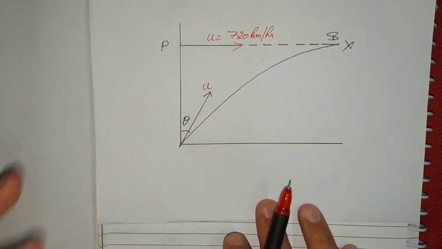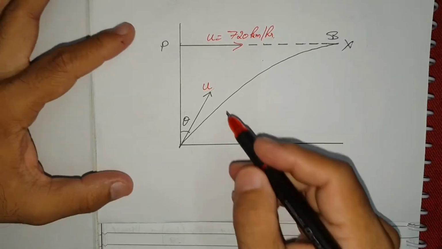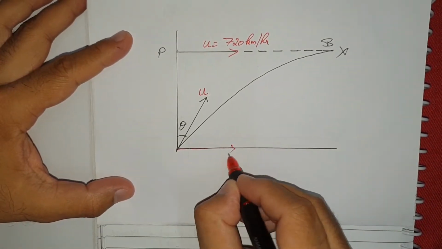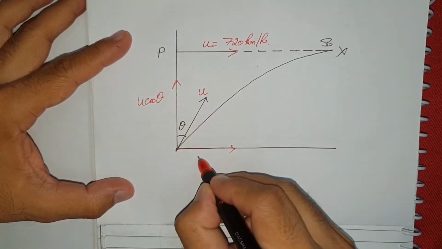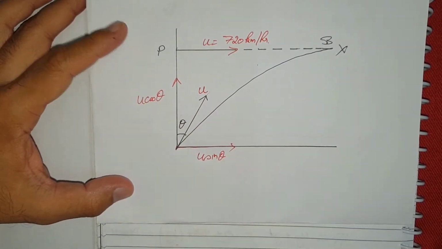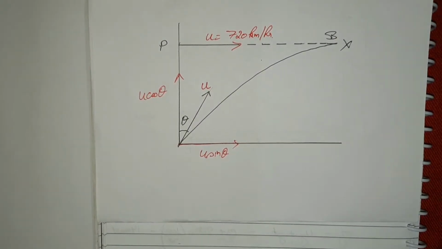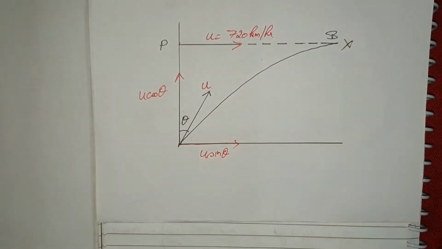So, to find the vertical, first of all we have to resolve the velocity u. Since this angle is theta, this component will be u cos theta and this will be u sin theta. Okay, so this is the diagram.